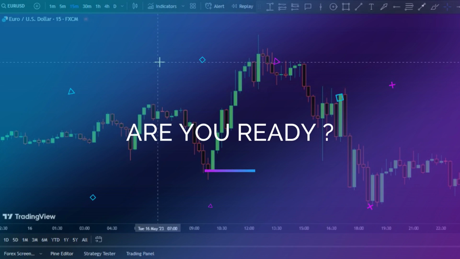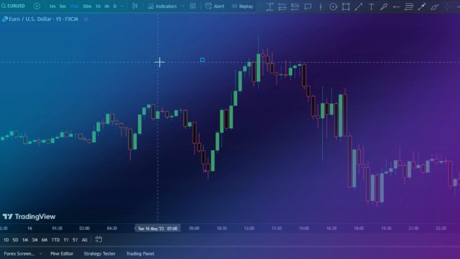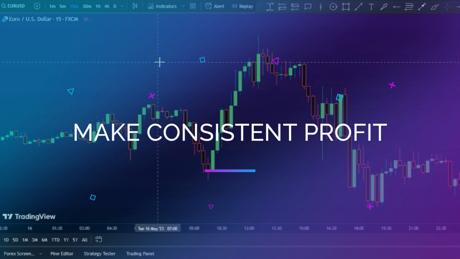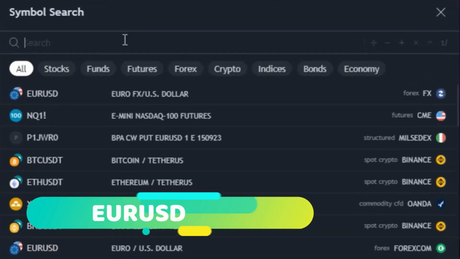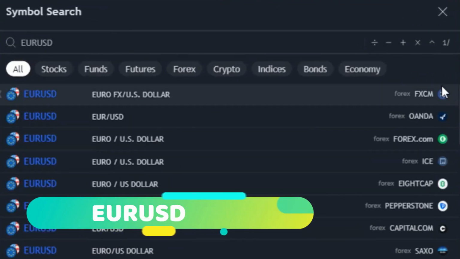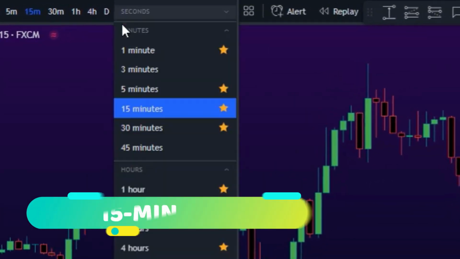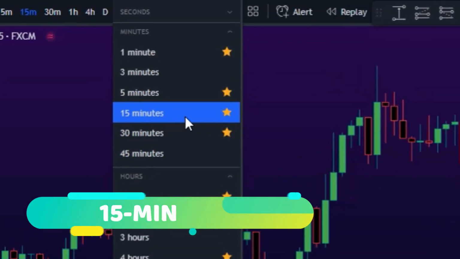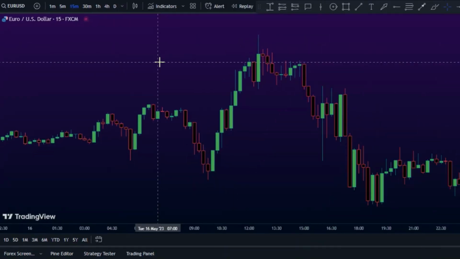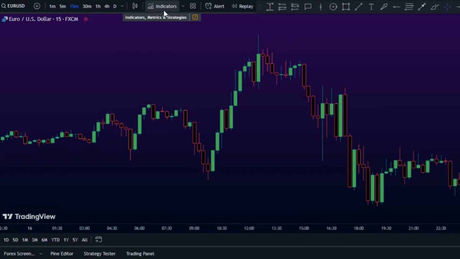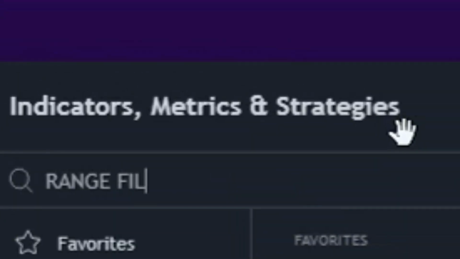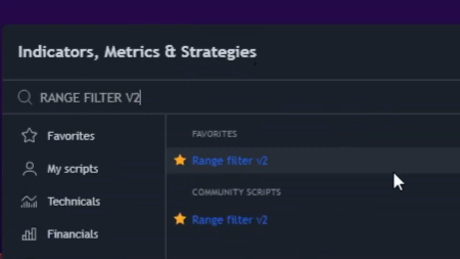Alright traders, are you ready to take your scalping strategy to the next level and make consistent profits from the volatility in the markets? The first step is simple. Pick a currency pair and time frame that has volatility and liquidity. This could be Euro USD on the 15-minute chart. The more movement in the market, the more opportunities for scalps. Next, go to the indicator section on your trading platform and add the Range Filter V2 indicator to the chart.